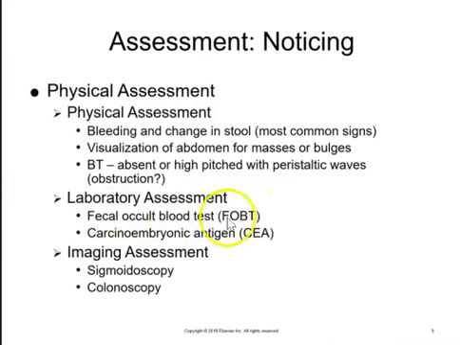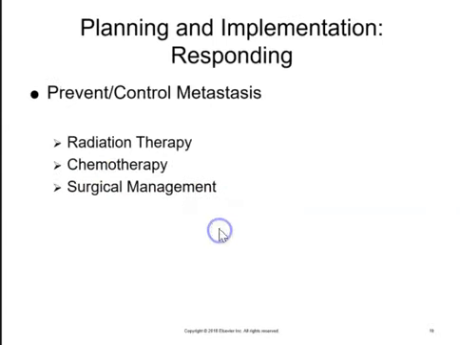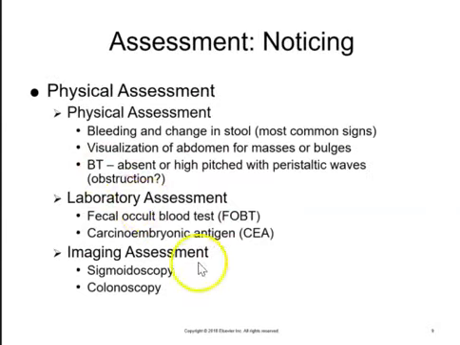For labs, we can conduct a fecal occult blood test, FOBT, or a carcinoembryonic antigen, our CEA test. And then don't forget about our CBC and our CMP here as well, especially if they're having bleeding. For imaging, sigmoidoscopy or colonoscopy, and the prep for these is going to be different, again, depending on the provider.